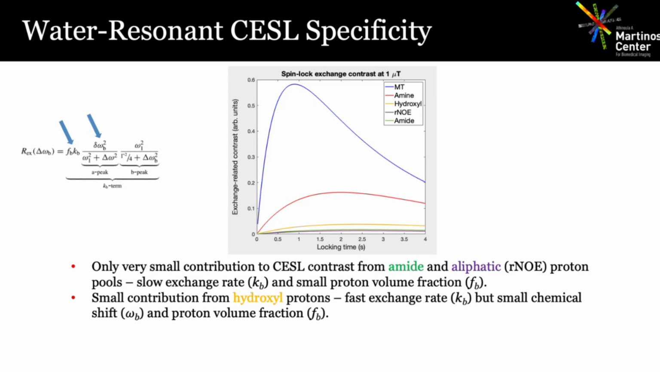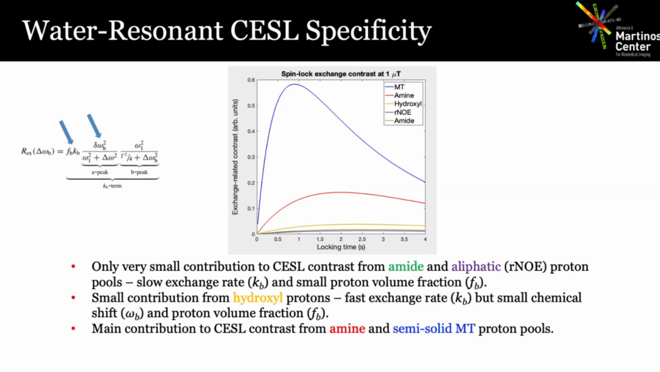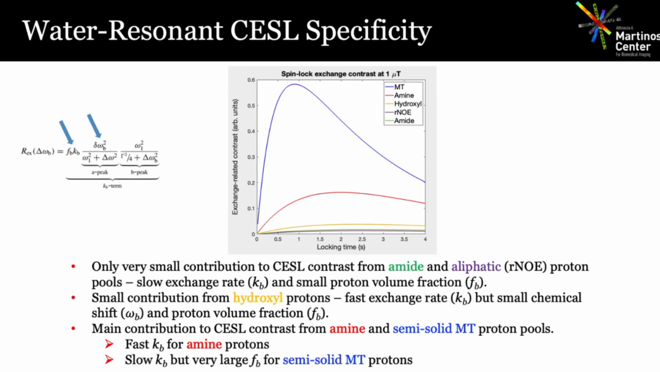But the hydroxyl protons have fast exchange, but they tend to have small chemical shift and proton volume fractions, so they don't contribute too much either. So the main contribution is from amine protons, say, or semi-solid MT proton pools. The semi-solid, they have very slow exchange, but they have humongous concentration. So it's a bit of a problem, but we can use the same approach where we use a sequential one. We lock down the MT parameters first and then feed those parameters into the next neural network. So it's mainly the amine protons have fast exchange, and the semi-solid protons have slow exchange, but very large proton volume fraction.